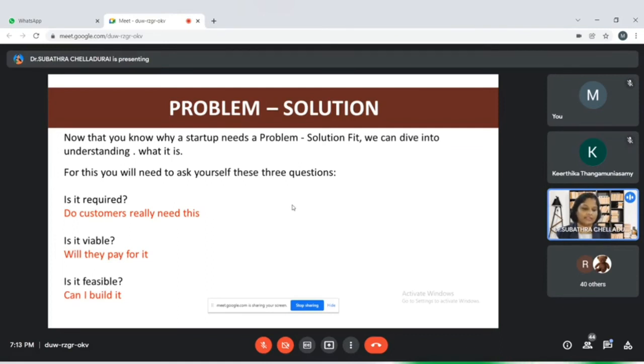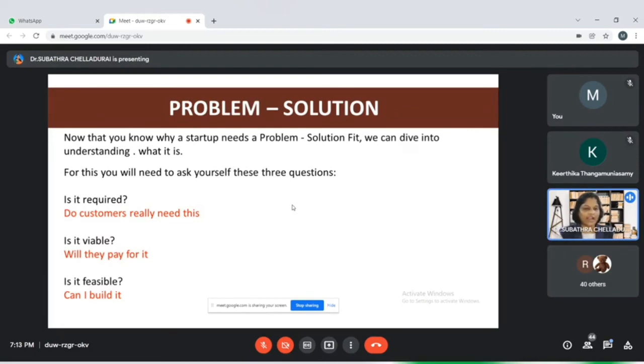Is it required? Do customers really need this? That is, is it required? Is it viable? What does viable mean? What do the basic definitions of demand say? Demand means must have acceptance, willingness and ability to pay. So does it match those 3 concepts?